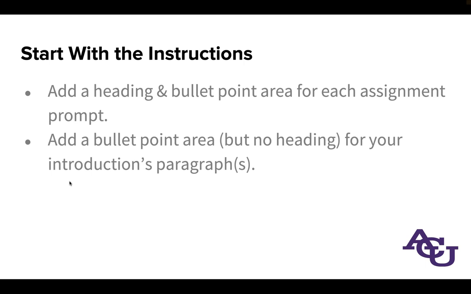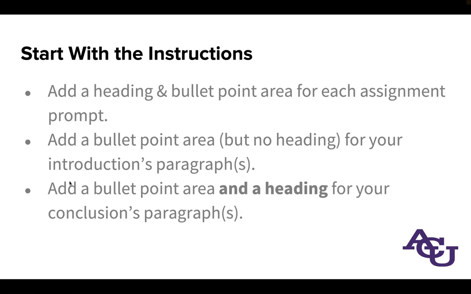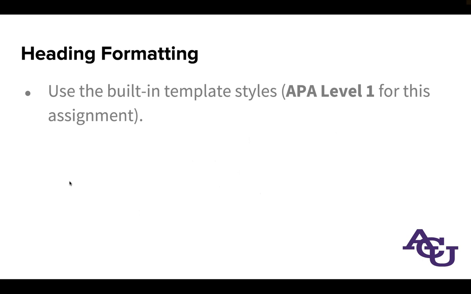Add a bullet point area but no heading for the introduction paragraph, because in APA 7 you don't include a heading called Introduction, that would be considered redundant. And also set aside a separate area for a conclusion.